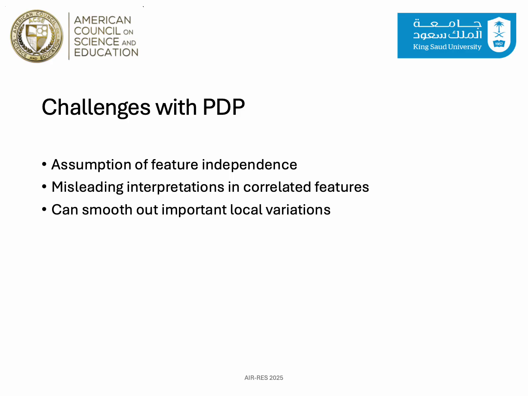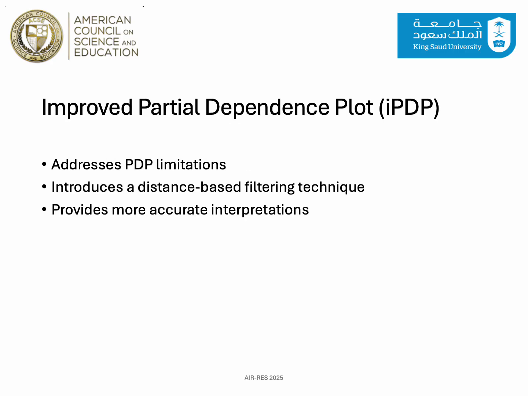We will now discuss the challenges associated with PDPs, which include assumption of feature independence, misleading interpretations in correlated features, and smoothing out local variations. The main limitation of PDPs is the assumption of feature independence. For example, if the price of a house is to be predicted, then clearly the area of the house is related to the number of rooms it has. This assumption that the area feature is unrelated to the number of rooms feature is clearly unrealistic, as they are typically correlated. PDPs will generate examples where the largest house area might only have one room or vice versa.